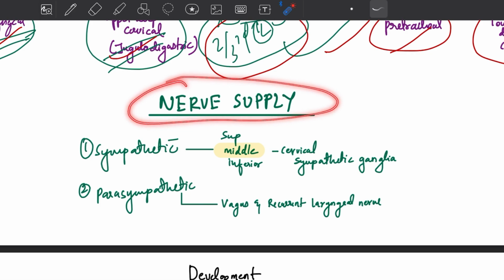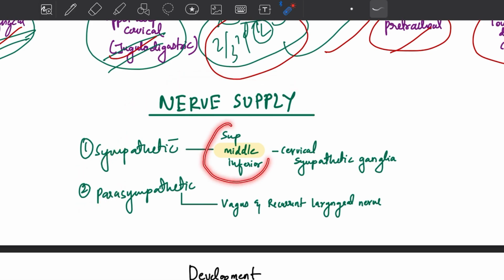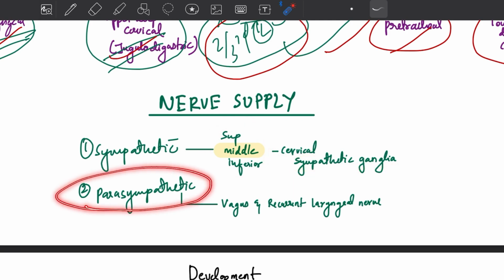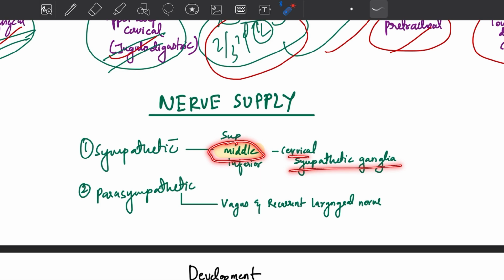Coming to the nerve supply, we have got sympathetic and parasympathetic supply. The sympathetic supply is the superior, middle, and inferior cervical sympathetic ganglia, and the parasympathetic supply is by the vagus and recurrent laryngeal nerve. Of this, in the sympathetic supply, the middle cervical sympathetic ganglion is the most important and the most supplying part.